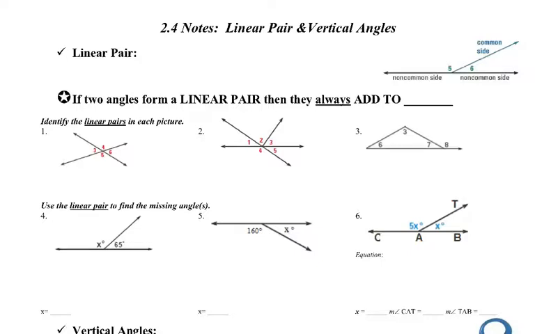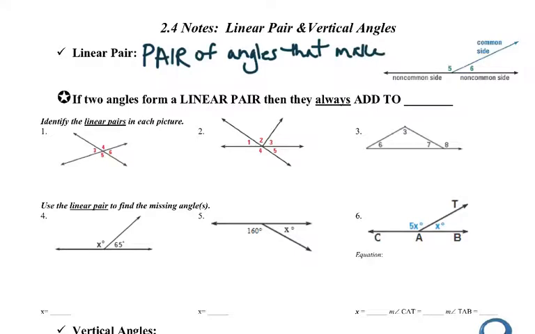So we're going to build on our angles and our types of angles and have two other types of angles, linear pair and vertical angles. A linear pair of angles, just like it sounds, is a pair of angles that make a line. And how many degrees is a line? Right, a line is 180.